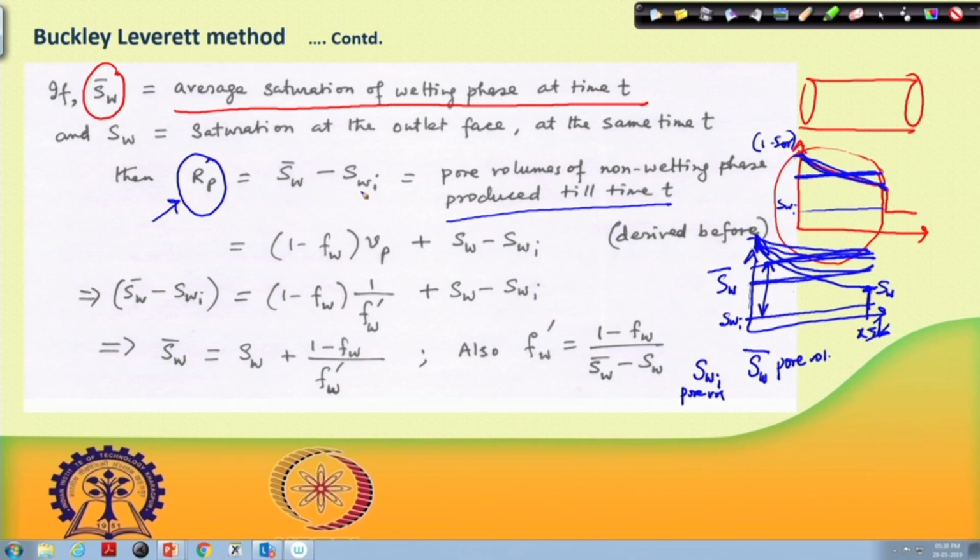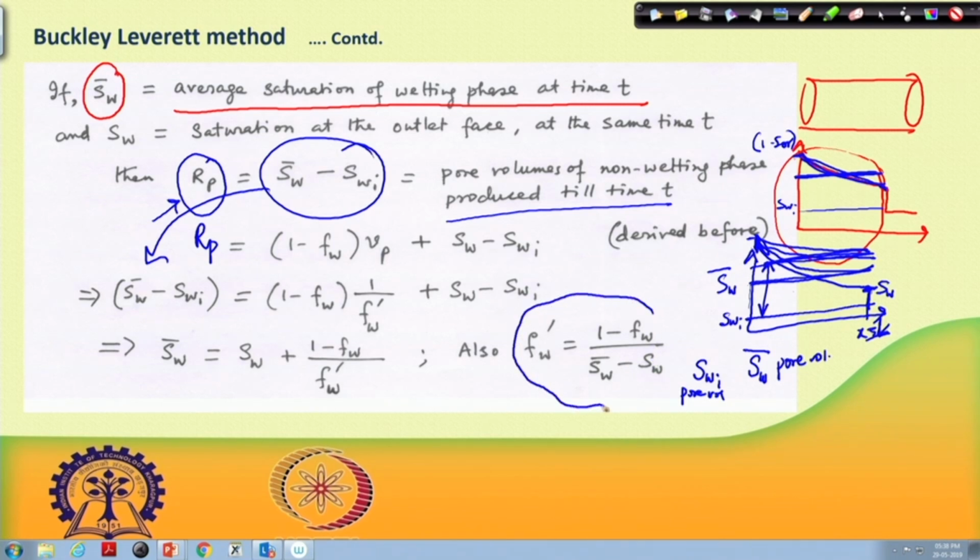And we have noted earlier, in the earlier slide, that Rp is equal to 1 minus FW into Vp plus SW minus SWI. So, in this case, if we now equate, instead of Rp on the left hand side, if we bring in SW bar minus SWI on the left hand side and the right hand side remains as it is, then we get SW bar is equal to SW plus 1 minus FW by FW prime. In other words, it is just simple manipulation. We see here that FW prime is equal to 1 minus FW divided by SW bar minus SW. So, this is an expression we get for FW prime.